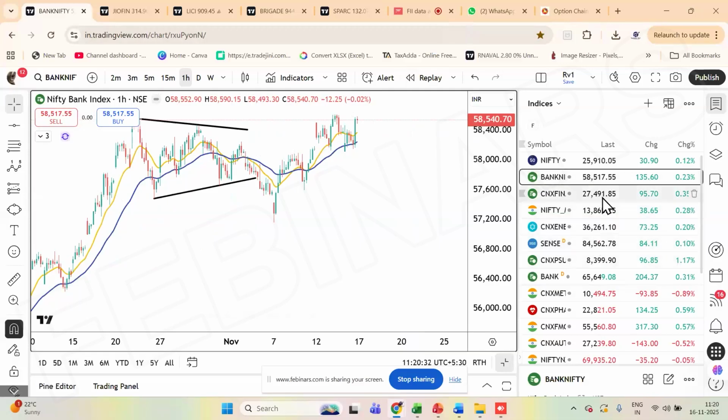Sorry, 58,650 is a threshold. I am giving a 50 points buffer before, because it is Bank Nifty. If 58,650 to 58,700 is crossed, then I would be outright bullish. 59,200 and 60,200 could be the targets. 58,300 and 58,100 become very important support for the Bank Nifty.